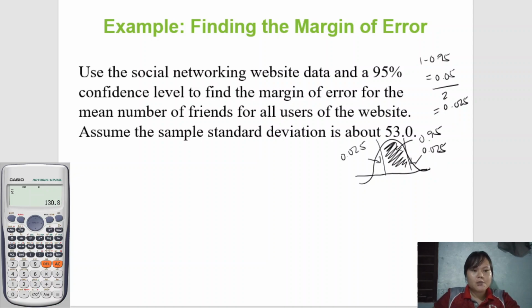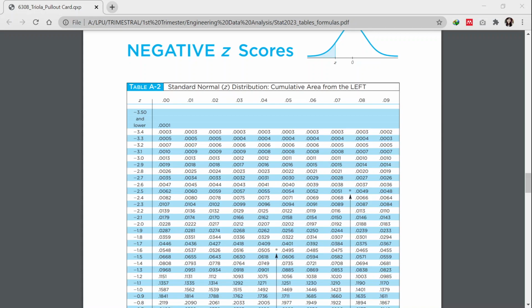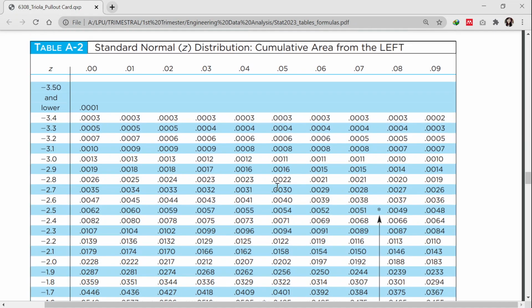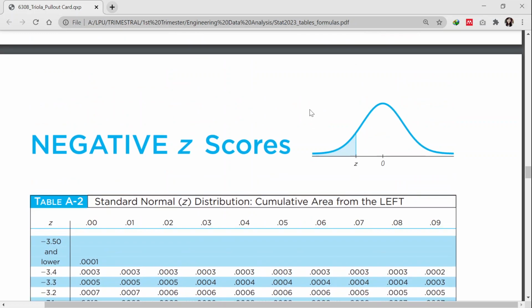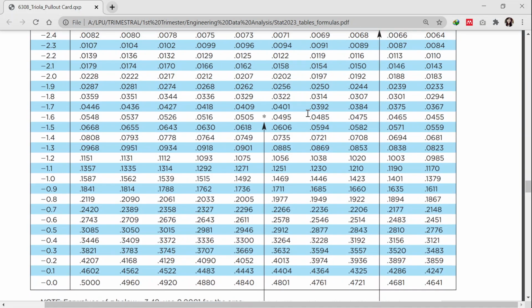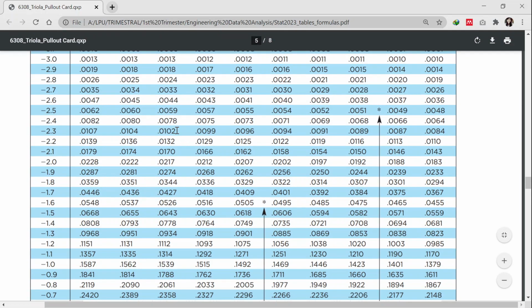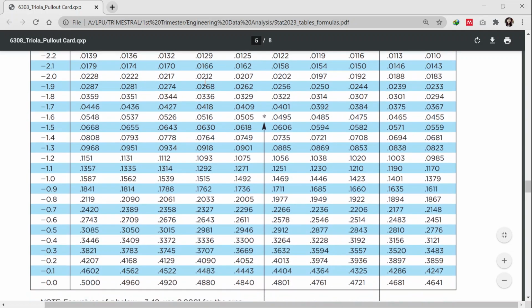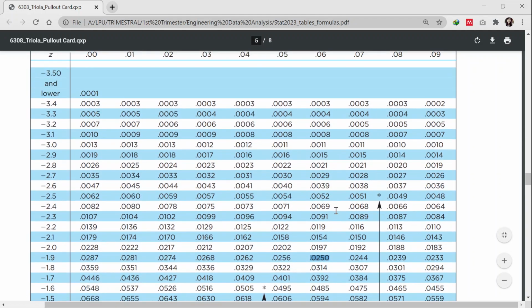Okay, so we can now proceed with looking at the value of 0.025 in our Z table. Let me just show you the table. So we have here the table. So as stated a while ago, we are actually looking for an area that would represent 0.025. Okay, 0.025. The Z value with an area of 0.025. So let's check all the values in here. So this is your standard normal Z table, negative. Okay, this is positive. Okay, so let's check for the 0.025. Okay, so we have here saktong 0.025.